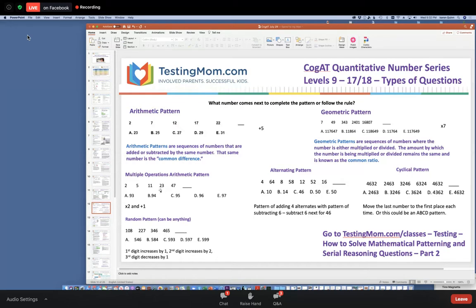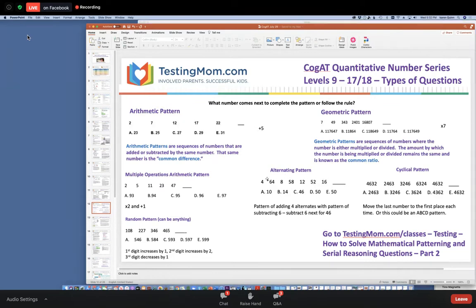This one is multiple operations. We times 2, and then we add 1. So 2 times 2 plus 1 is 5. 5 times 2 plus 1 is 11. 11 times 2 plus 1 is 23. So sometimes it's like that. Then there's the alternating pattern, which we just talked about. And it's exactly the same for older kids, but it's just with numbers.